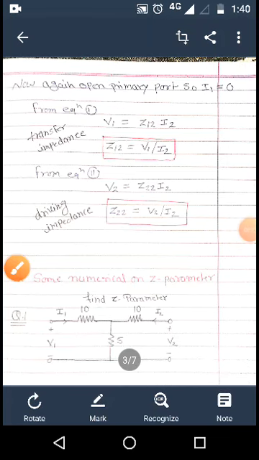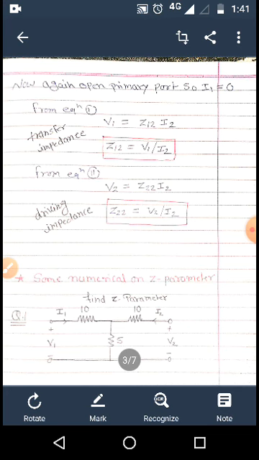Hello dear student, in the last lecture we understood open circuit parameters, or Z parameters. Now we will solve some numericals on Z parameters. In this numerical, our aim is to find the Z parameters, that is, the Z11, Z12, Z21 and Z22 values.